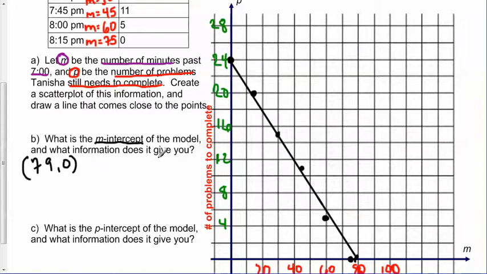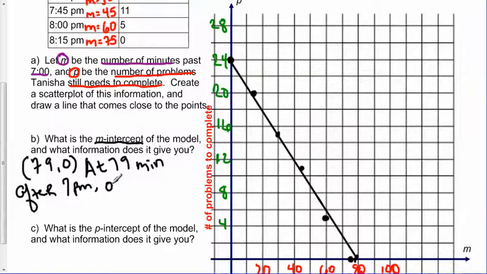What information does that give me? Well, 79 was the minutes past 7 o'clock. So at 79 minutes after 7, and then we should say, well, that seems really weird to say it that way. We should say what time that is. What time is 79 minutes after 7 p.m.? That would be 8:19. Tanisha was done with her homework. So Tanisha finished homework.